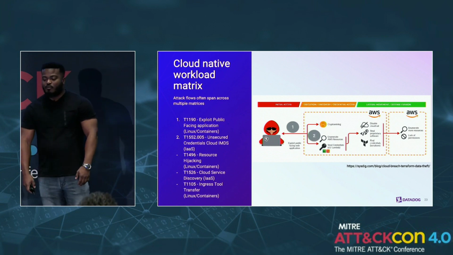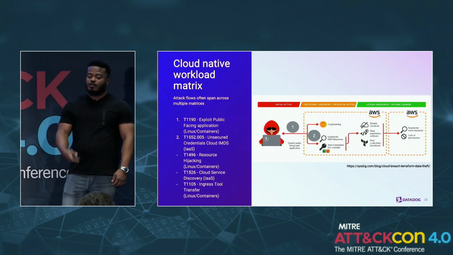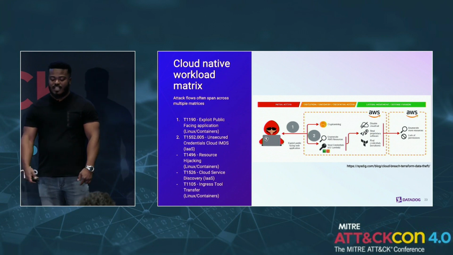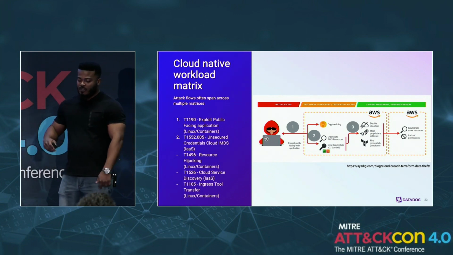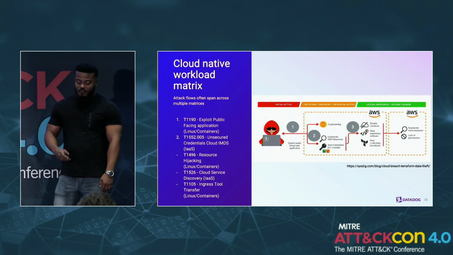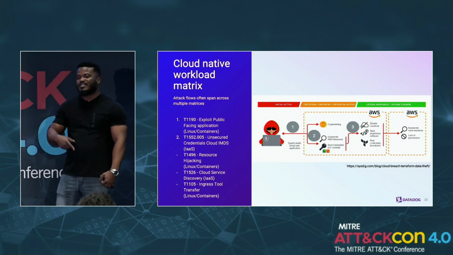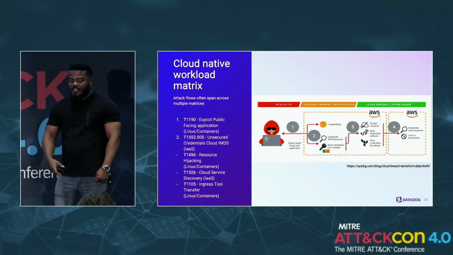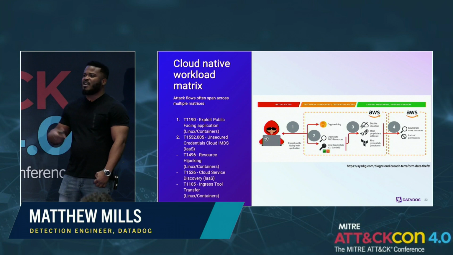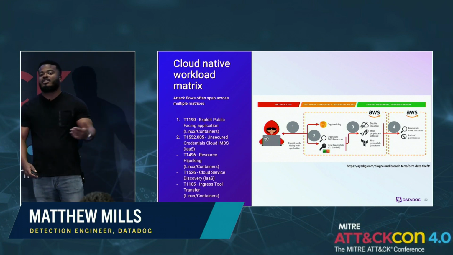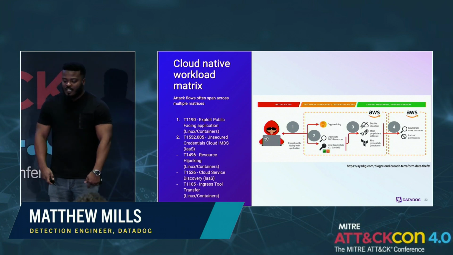matrix. From then, we see things such as installing crypto miners, which falls within resource hijacking, using tools for cloud service discovery, which falls, again, under cloud service discovery, infrastructure as a service, and then things such as ingress tool transfer to install things like Pacu and Peirates to do additional attacks against that infrastructure.